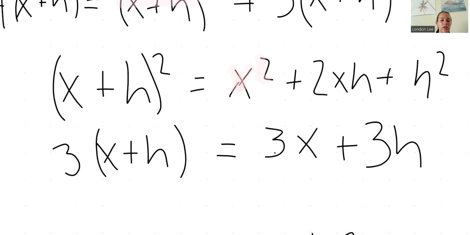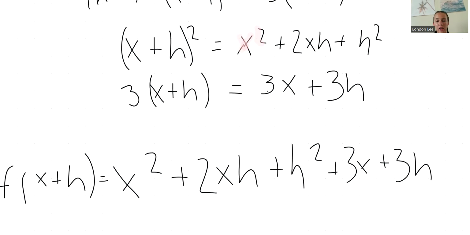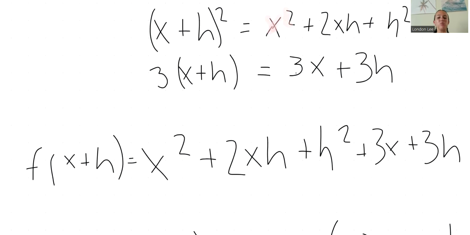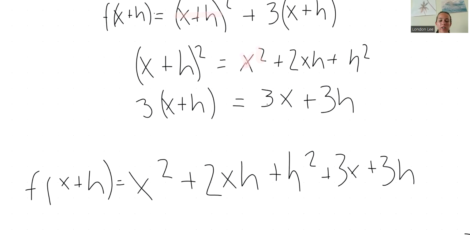From here, I'm going to continue downward, and we're going to use these and make it really long. So f of x plus h equals x squared plus 2xh plus h squared plus 3x plus 3h. So it's a long equation, but since we plugged in x plus h and expanded it, we just put it into one big expression. So this is going to be f of x plus h.